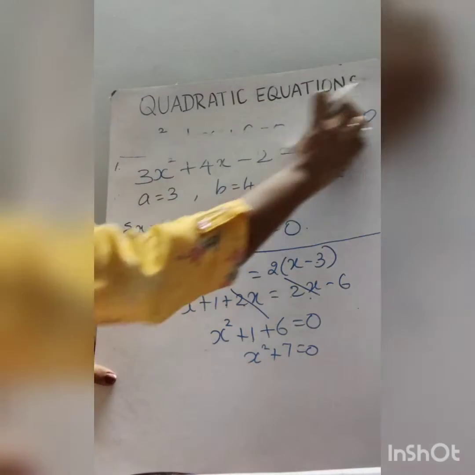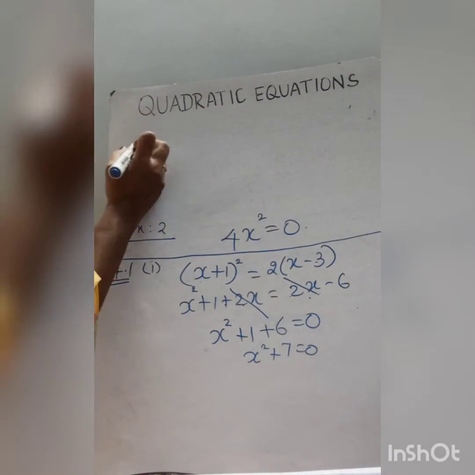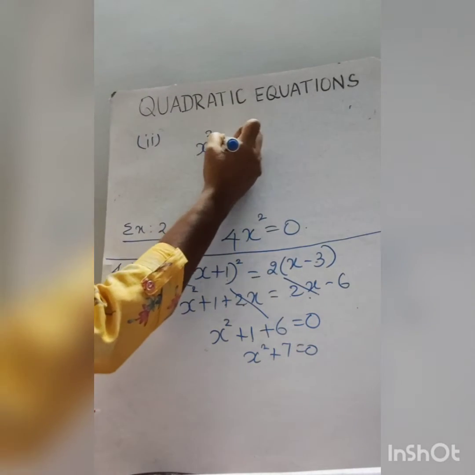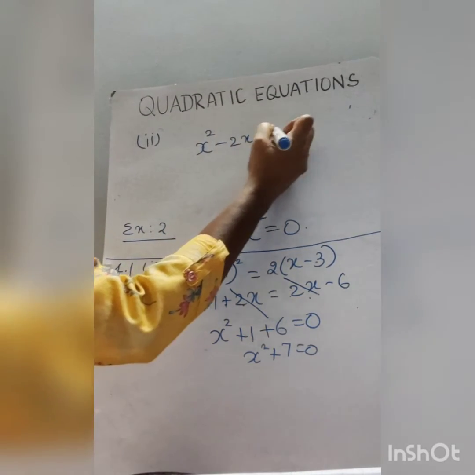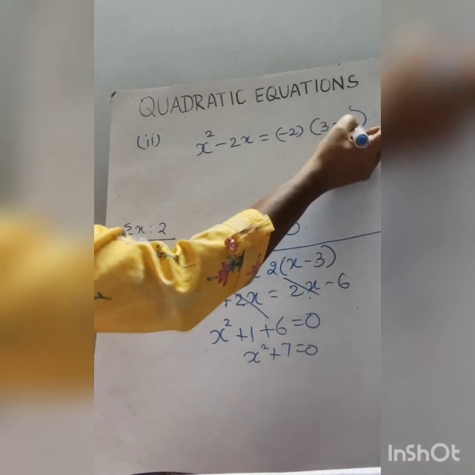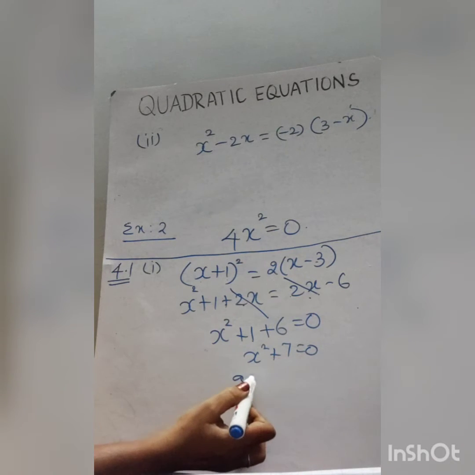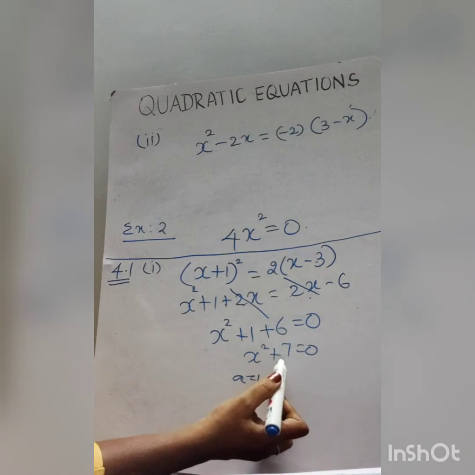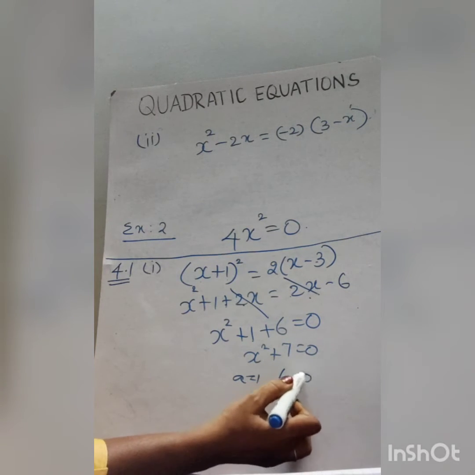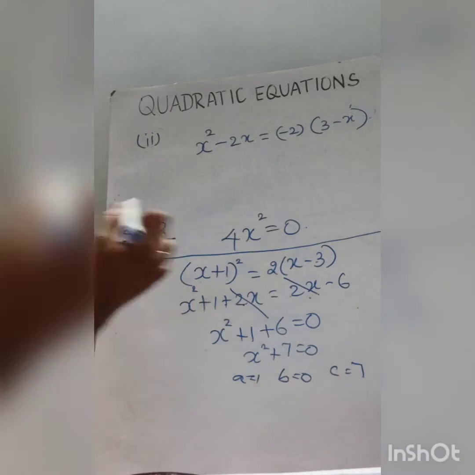So let me check the next one, which is second subdivision. X square minus 2x is equal to minus 2 into 3 minus x. Here a is 1 and there is no b term because there is no x term, so that b is going to be 0. Here the constant term C is going to be 7.